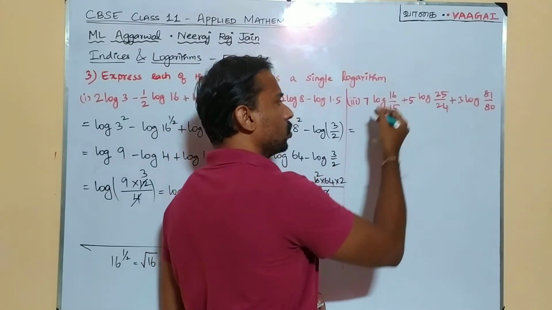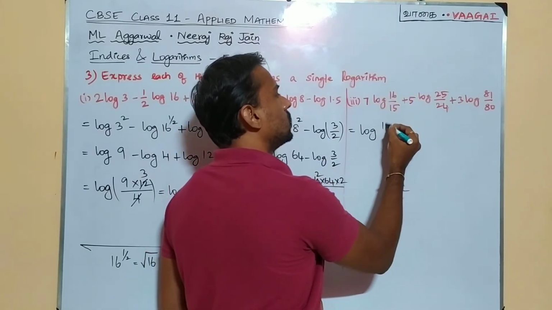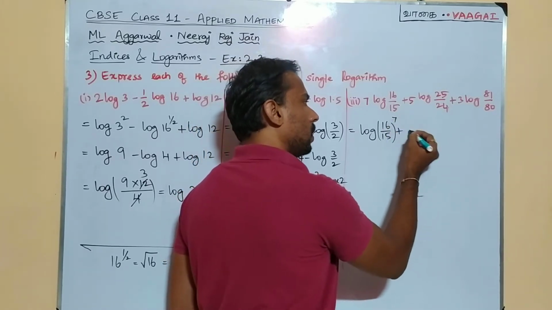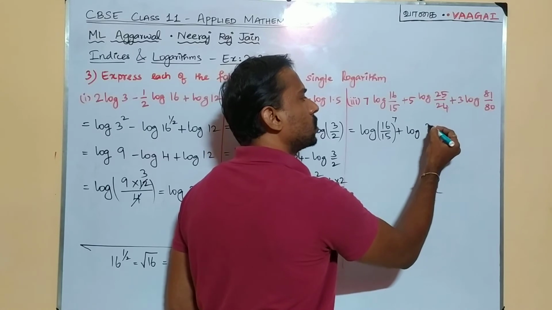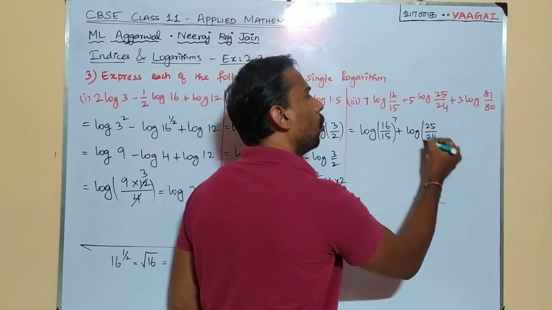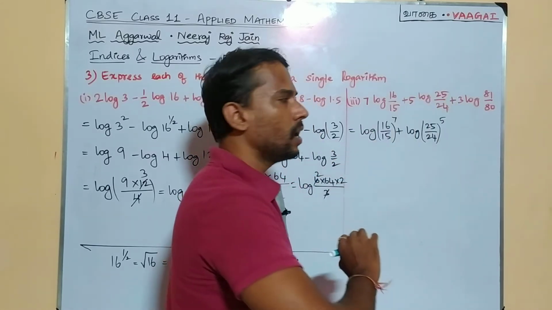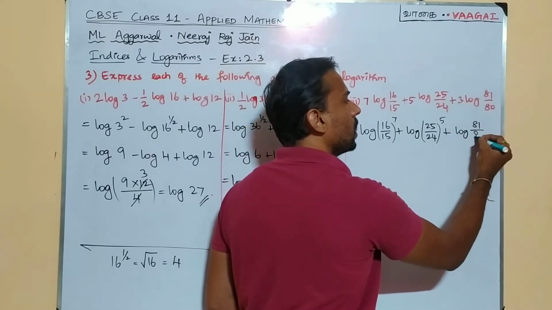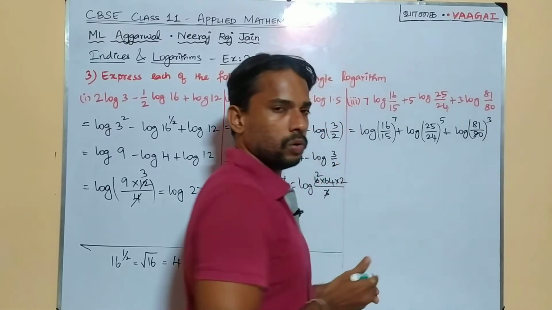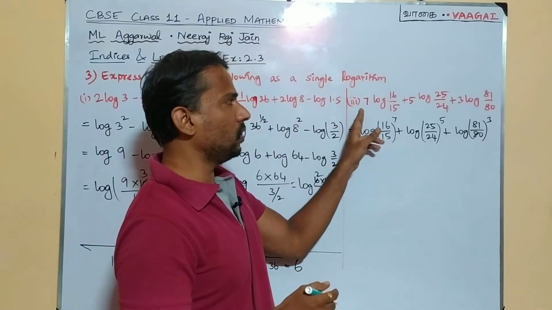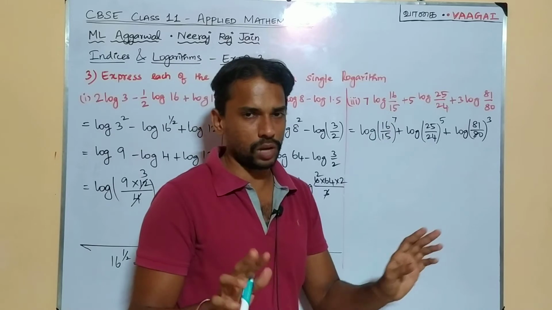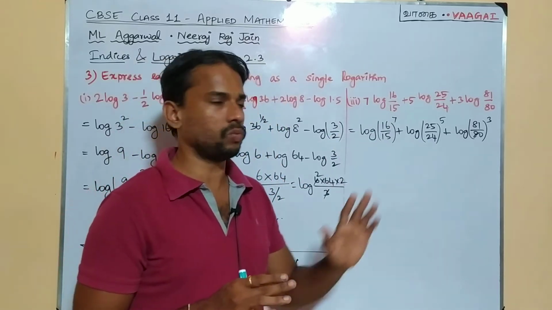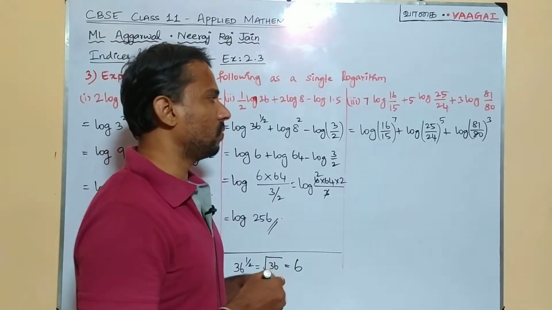So when you use power rule, this becomes log of 16 by 15 power 7. Then plus log of this becomes 25 by 24 whole power 5. All right. Next, last one, plus log of this 3 goes there, 81 by 80 whole power 3. I hope it is very clear to you. All the front numbers, I am going to take it to the powers. That's it. Again, I am using the power rule. Very simple. The power rule of logarithm is what we are using here. So this is what we are ending up with.